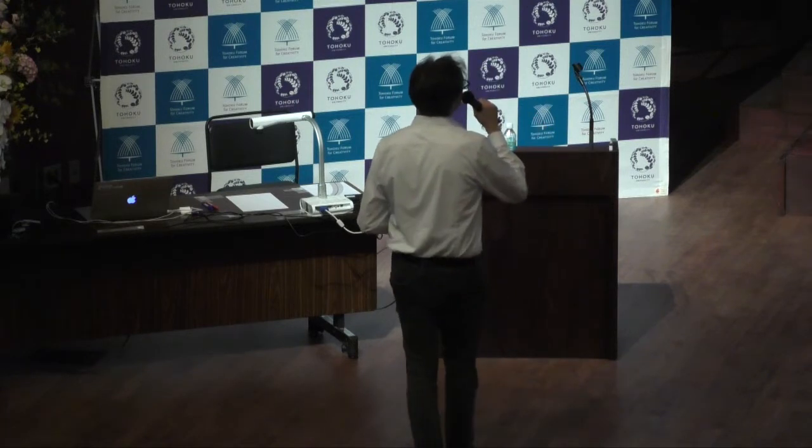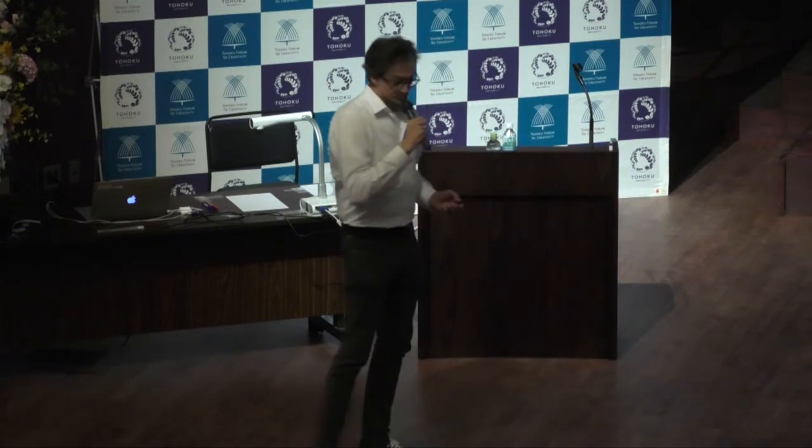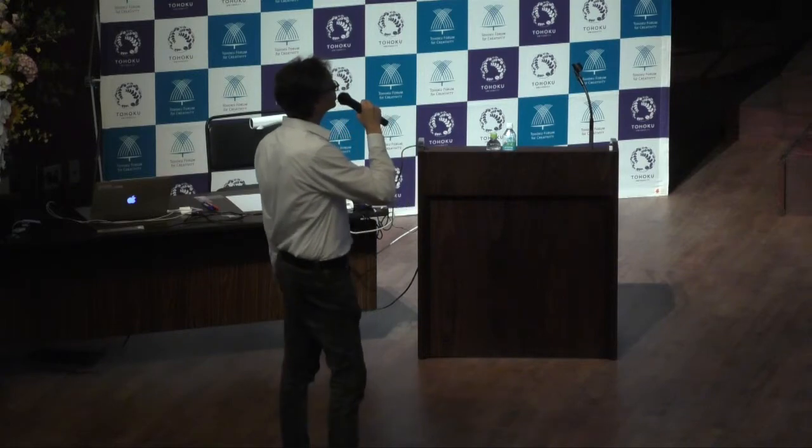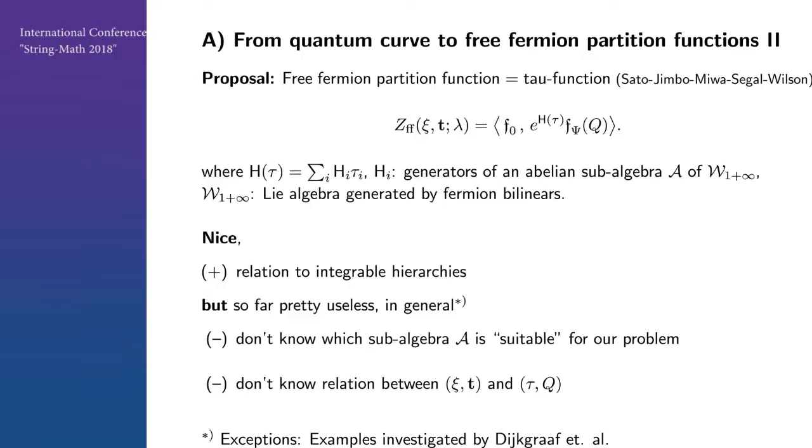Which is what we do here. So the proposal is, and this is not particularly new, that the associated partition function is the tau function of Sato, Jimbo, Miwa, Segal, Wilson, which we just get as an overlap, a matrix element in fermionic Fock space. We're taking here the state that we've just defined.